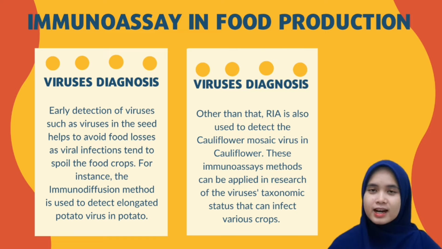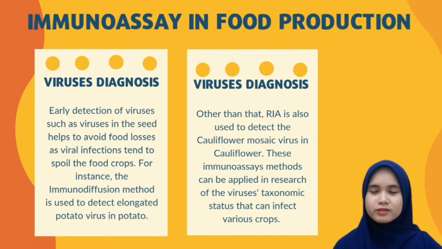Other than that, RIA is also used to detect the cauliflower mosaic virus in cauliflowers. These immunoassay methods can be applied in research on the taxonomic status of viruses that can infect various crops.